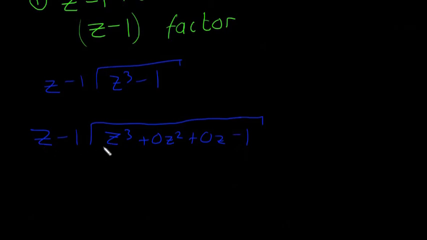The way we do long division, it has to all fit in the right way, and this is just so that it fits the right way. We haven't actually changed it. 0z squared is just 0, so it's the exact same in both cases.